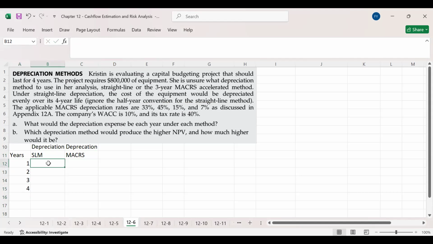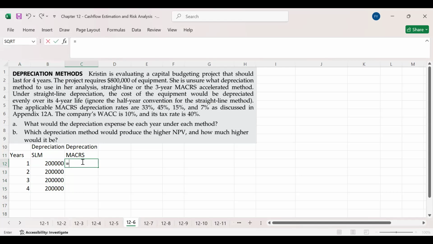Straight line method, the method is simple. We have cost, which is $800,000, minus salvage value, which is 0, divided by useful life, which is 4 years. So this is the depreciation, and because it is the straight line method, the depreciation remains the same over the useful life, over 4 years. The second method is MACRS.